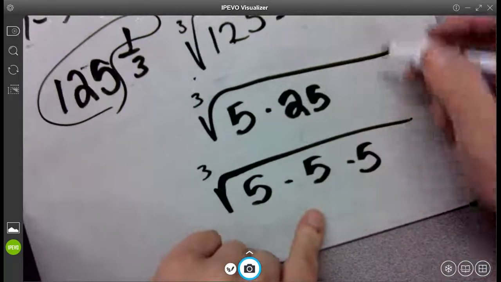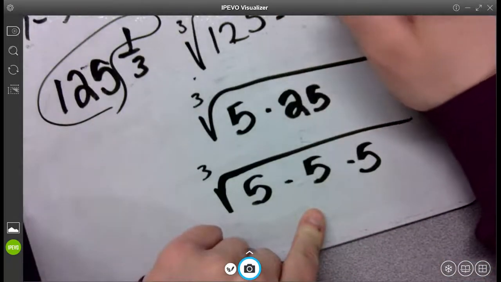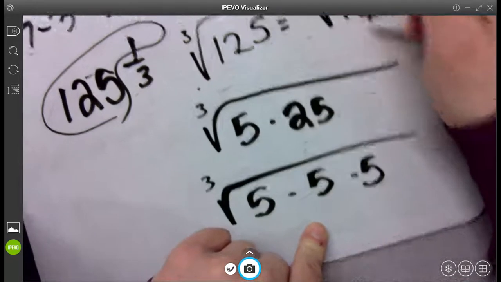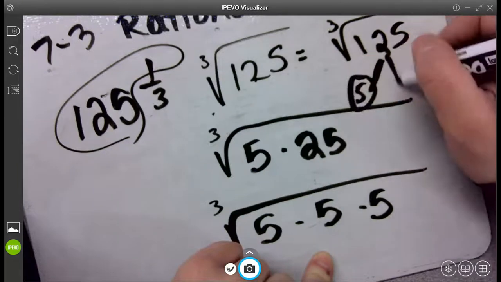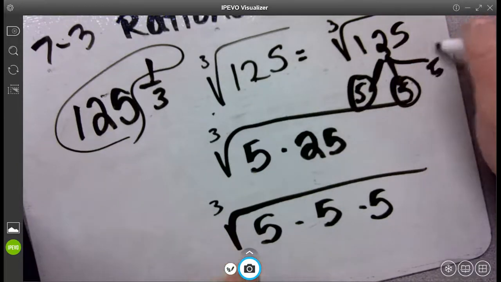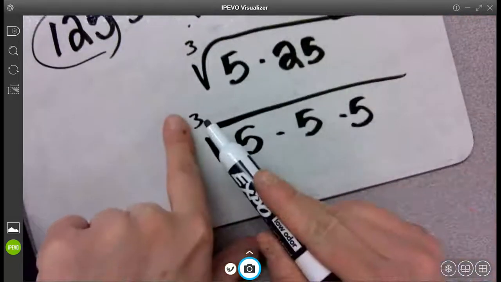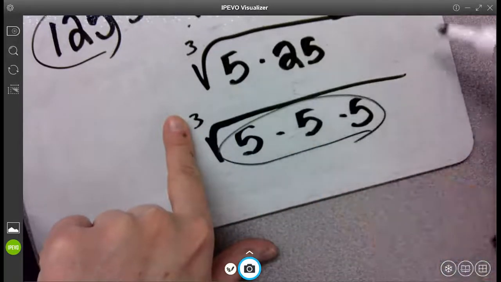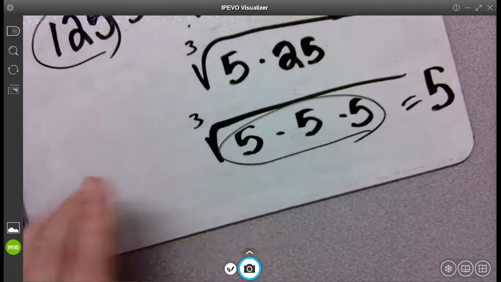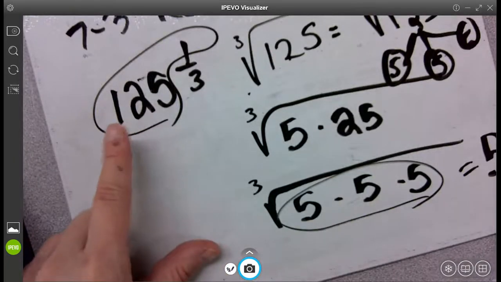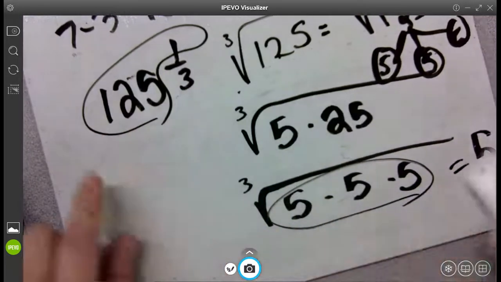If you don't like doing this, use your factor tree. Say cube root of 125, and then make a factor tree. 5, 5, 5. So I need 3, I have 3. Your answer is 5. So what number 3 times gives you 125? 5.